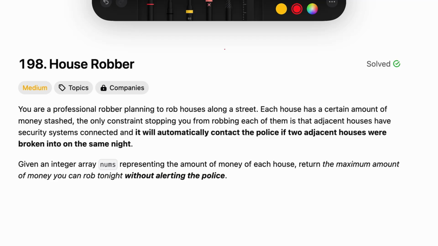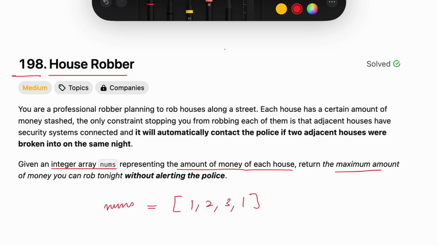Hey everyone, today we are solving LeetCode problem number 198, House Robber. In this problem, we will be given an integer array nums representing the amount of money of each house. Let's say we have an array given to us: 1, 2, 3, 1. This is nums. And we have to return the maximum amount of money you can rob tonight without alerting the police.